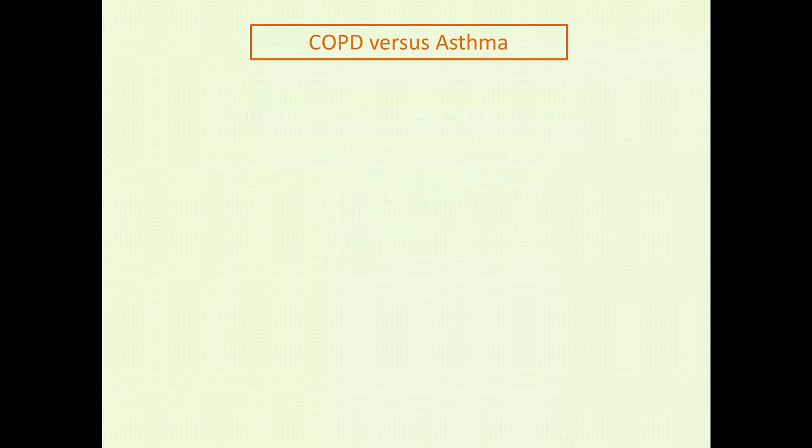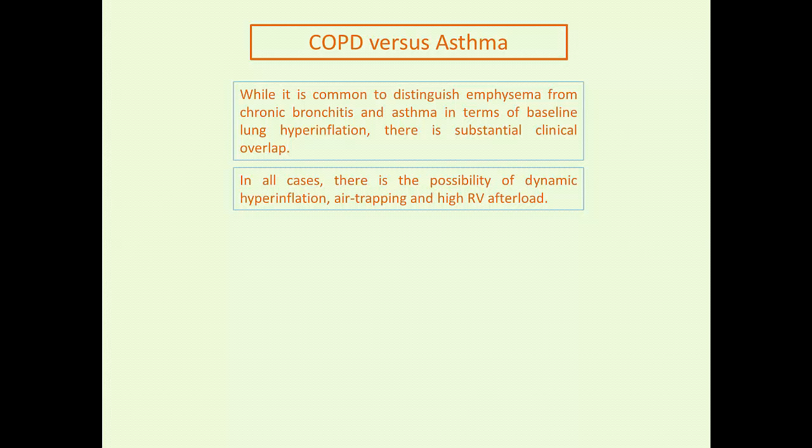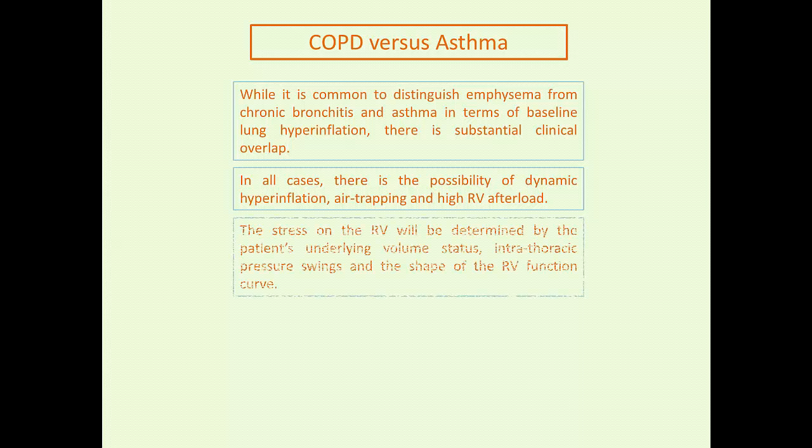And it was predominantly emphysema that I was illustrating in those graphs, but versus asthma, it's common to distinguish emphysema from chronic bronchitis and asthma in terms of baseline lung hyperinflation, but there's actually quite a bit of clinical overlap, particularly in long-term untreated asthma, which may be the patients that you see in the intensive care unit. And in all cases, there's the possibility of dynamic hyperinflation, air trapping, and high RV afterload. And the stress on the RV will be determined by the patient's underlying volume status, intrathoracic pressure swings, and the shape of the right ventricular cardiac function curve.